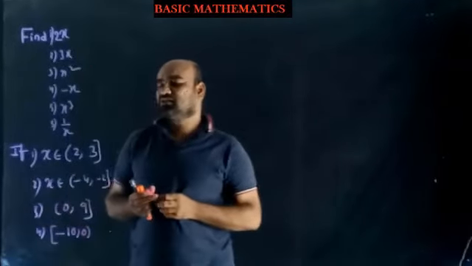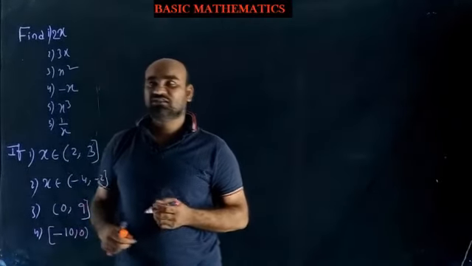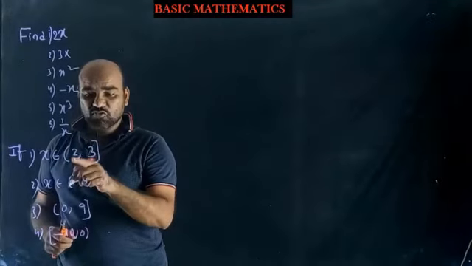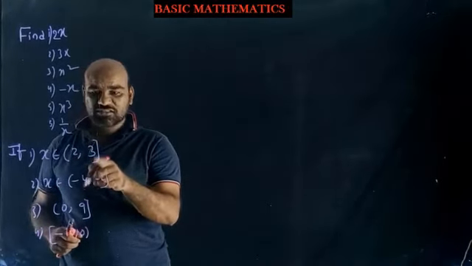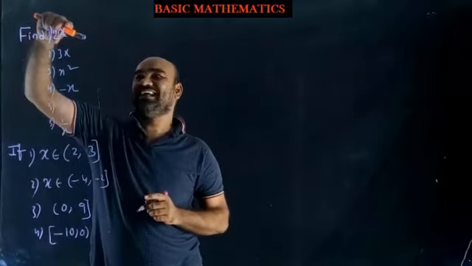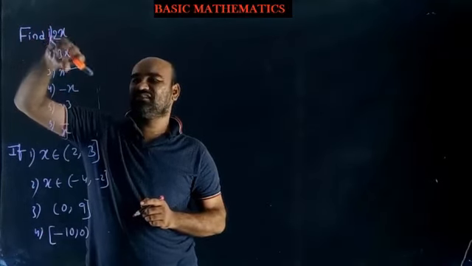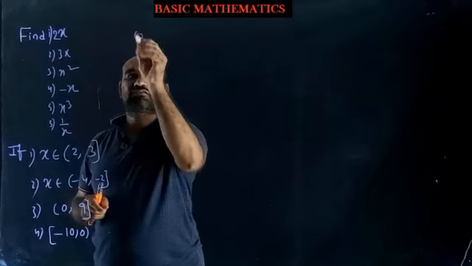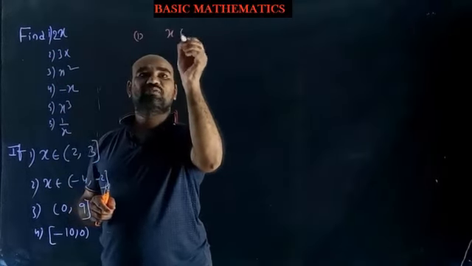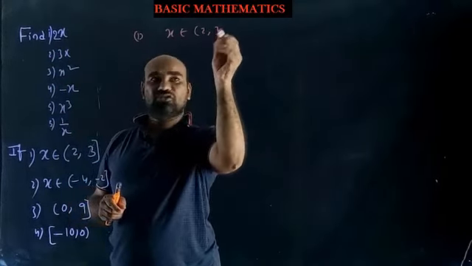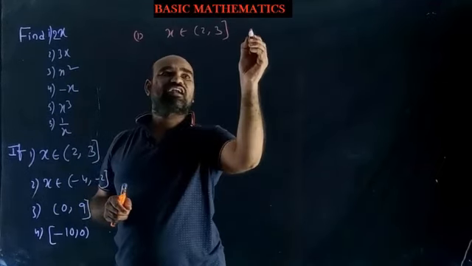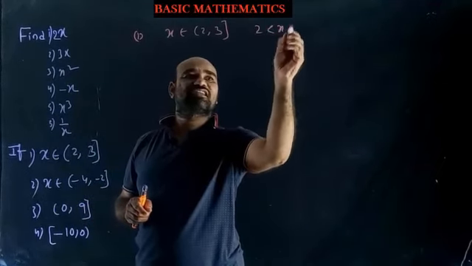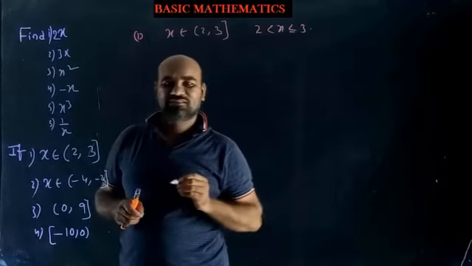Okay, students, this example is important for us. If x belongs to (2, 3], then find the set containing 2x, 3x, x square, minus x, x cube, and 1 by x. First one, what is given? x belongs to open 2 to closed 3. Or in other words, you can write this as 2 < x ≤ 3.